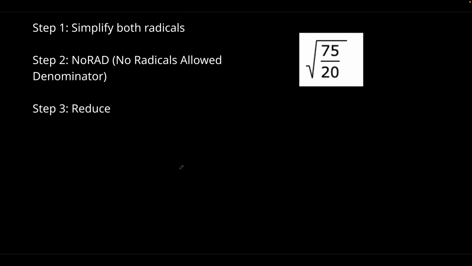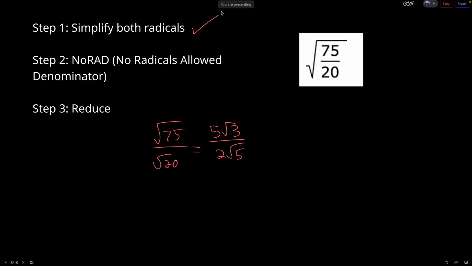All right, next type of problem. You can see we've added another step here. So let's talk about this. Step one and step two, no change. Let's simplify, and let's do our work over here. So the square root of 75 over the square root of 20 can be simplified into 5 square root of 3 over 2 square root of 5. Step one is done. But oh no, step two says no radicals allowed in the denominator.